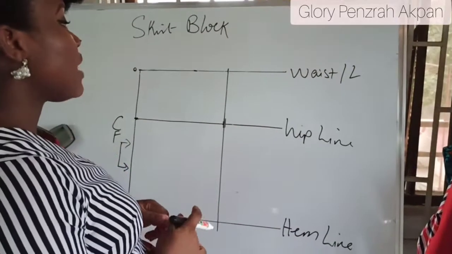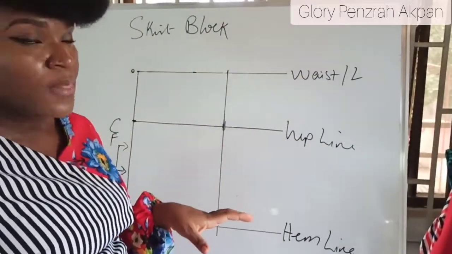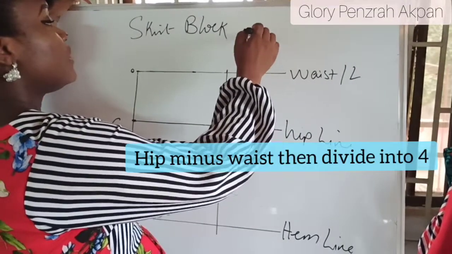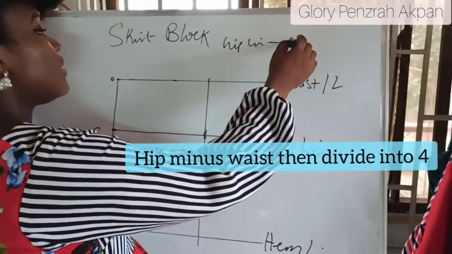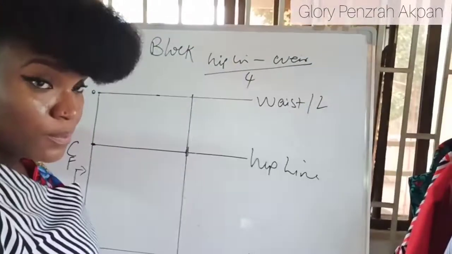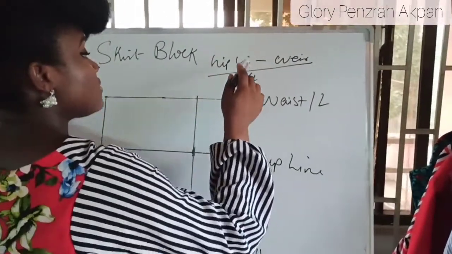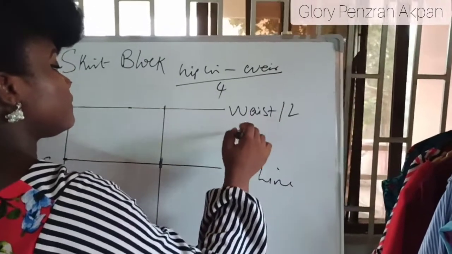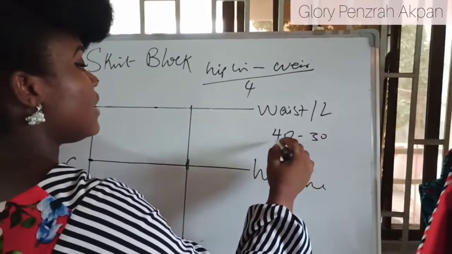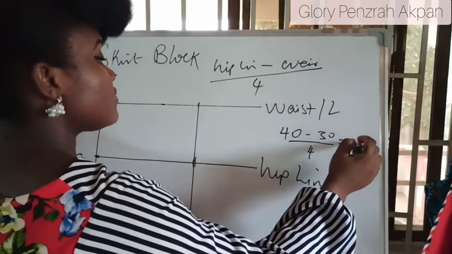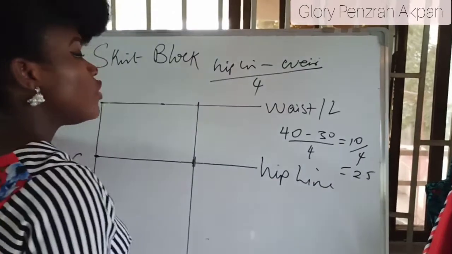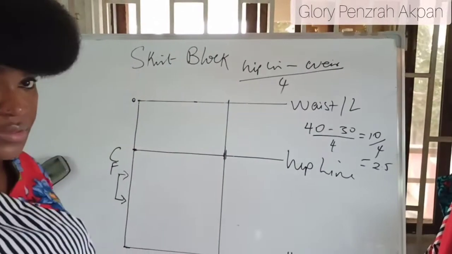Okay. So now to give fittings to this skirt, we are going to find the difference between the hip circumference and the waist circumference divided into 4. So if your hip circumference is 40 and your waist circumference is 30, we're going to find the difference, which is 10 inches, and divide that into 4, and we'll have 2.5 inches.